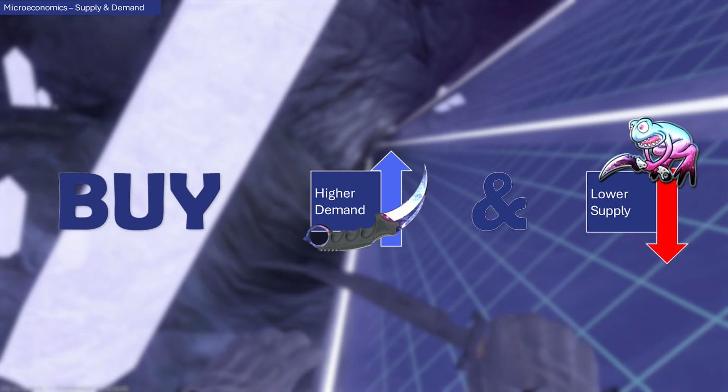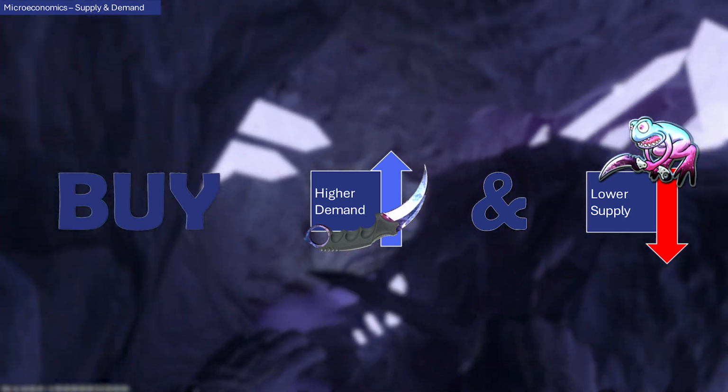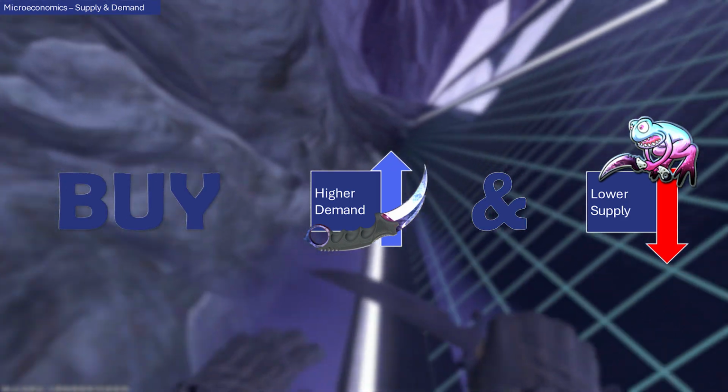Alright, I hope that was intuitive, although feel free to pause and ask any questions in the comment section. Anyways, but what does this mean for skin traders and investors? Well, it means that you should buy items that will have a higher demand and lower supply in the future.